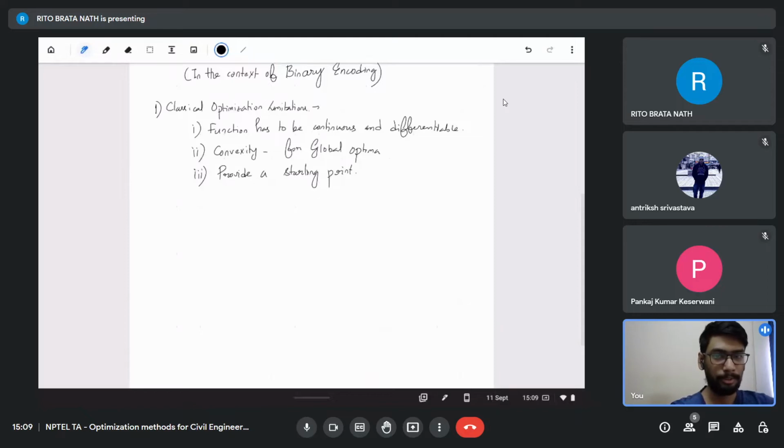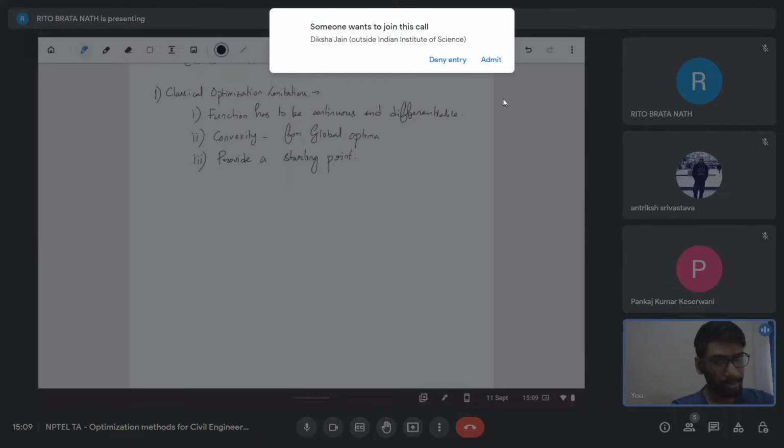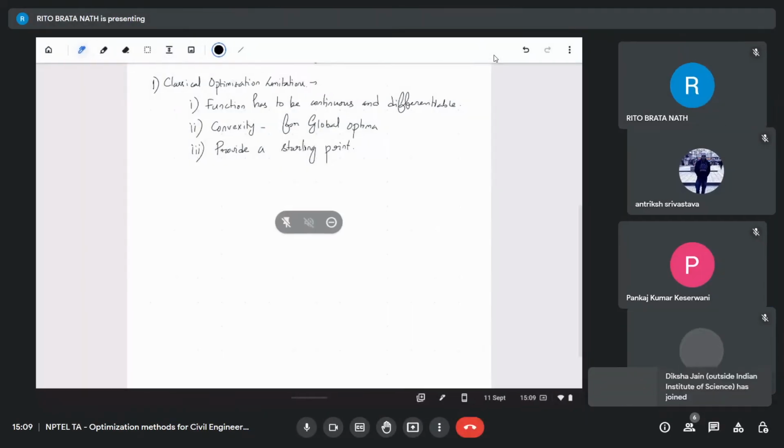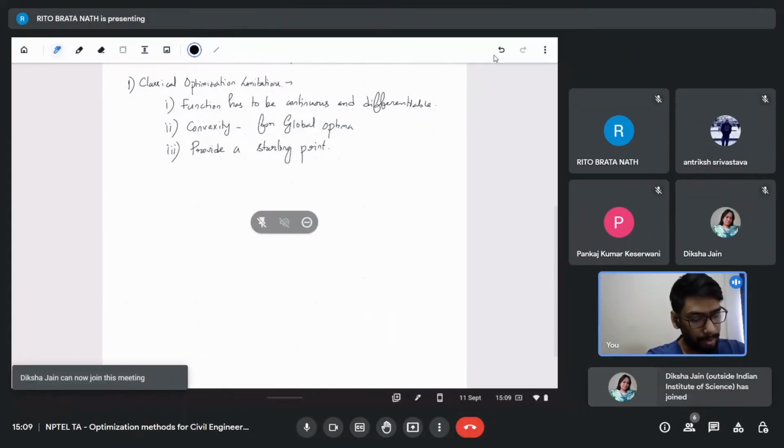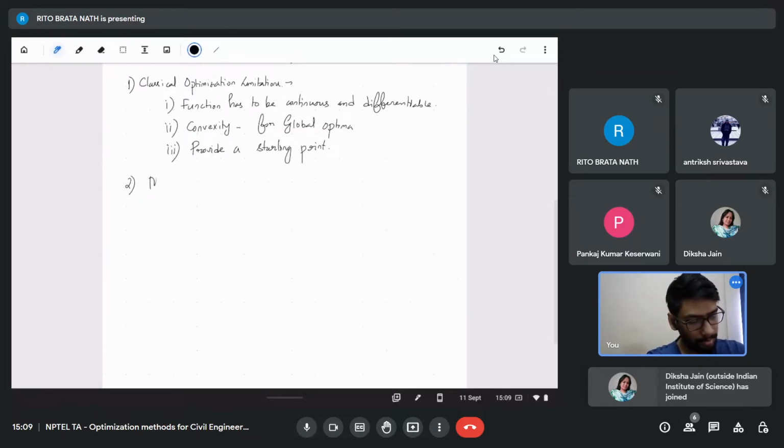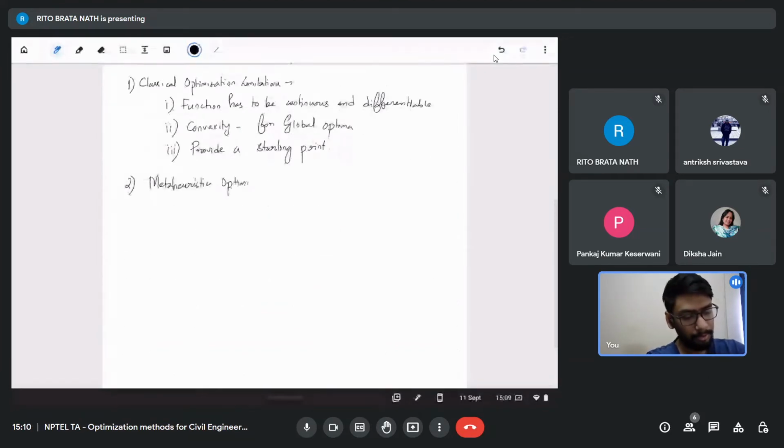So that we'll do using the meta-heuristic optimization. So the meta, okay, we have another person joining. Okay, so meta-heuristic optimization can overcome all the limitations of the classical optimization. You don't need to provide this starting point, your function need not be continuous or differentiable, and the convexity assumption is also not required.